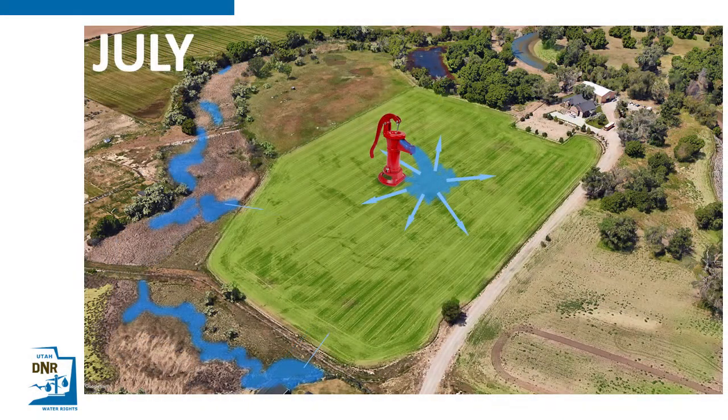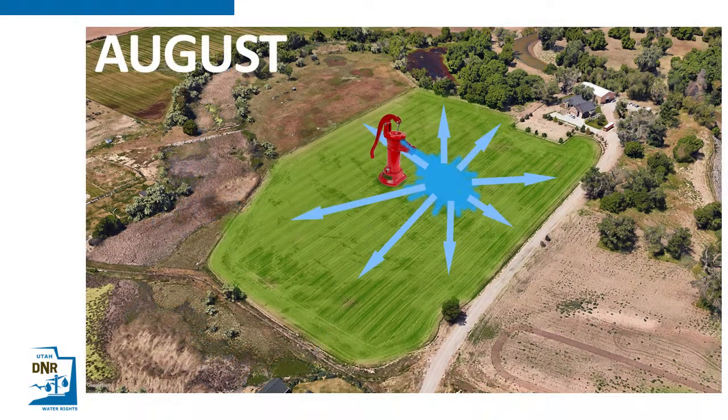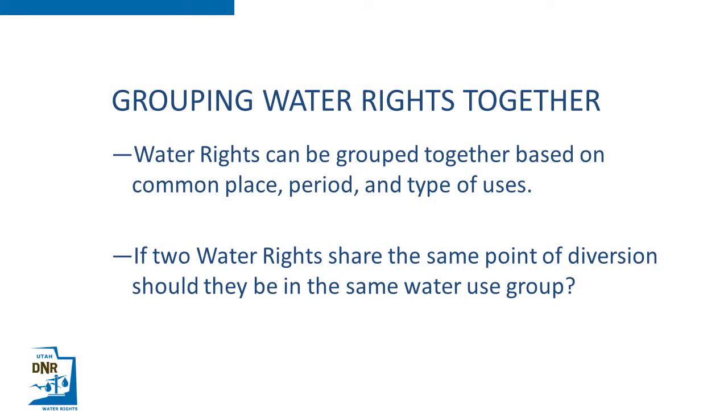In July, there's even less surface water available, so more water is needed to meet the duty value. Finally, in August, the surface source dries up and the well provides all of the water to irrigate the field. The surface water and well are used as supplemental sources to irrigate the field. Water rights can be grouped together based on common place, period, and types of use.